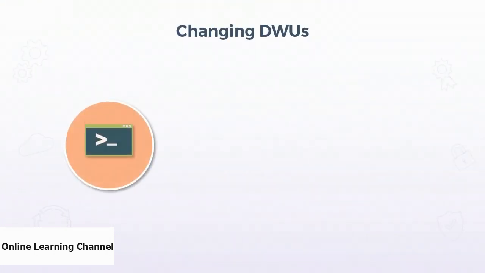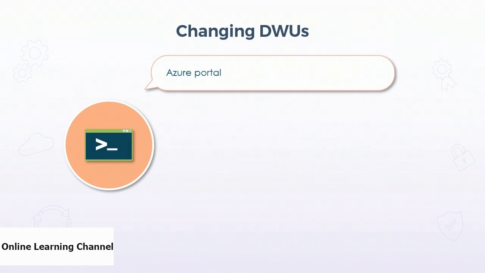Changing DWUs. Once our permissions are applied, what options do we have for changing the DWUs? We can do it in the Azure portal. We just go in our database and click Scale. Under Scale, we'll see a little slider, and we'll move it left to decrease, right to increase, right? Left to scale down, right to scale up.